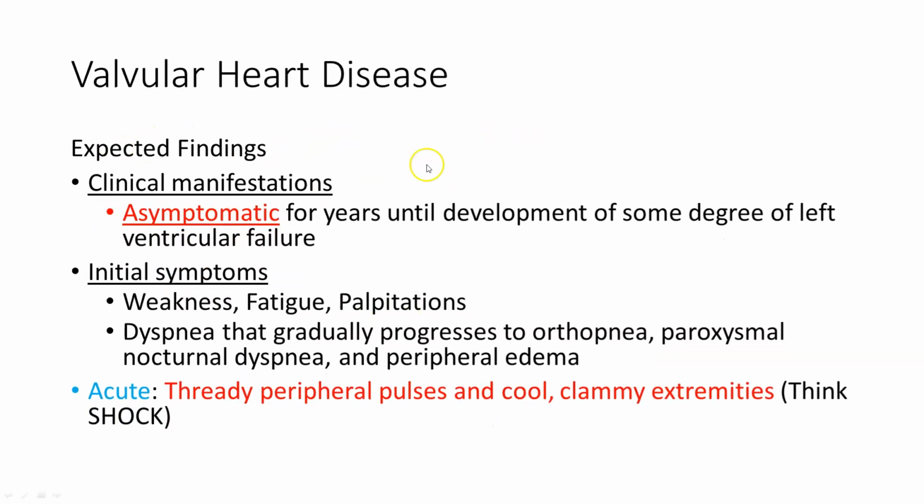The problem with valvular heart disease is the same problem that we have with every other cardiac disease process, is that it's asymptomatic for years until it's not. So again, they may have just generalized weakness, fatigue, palpitations, changes in their respiratory pattern or effort. With the acute situations, we're talking about thready peripheral pulses. How many times have we said that weak and thready pulses are deadly? Cool, clammy skin in the extremities. Obviously, we are thinking shock.